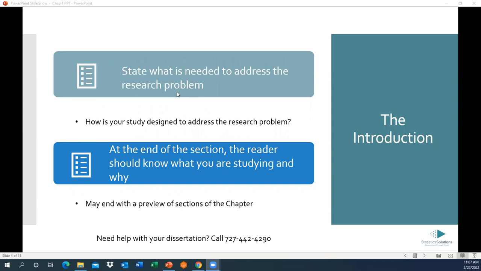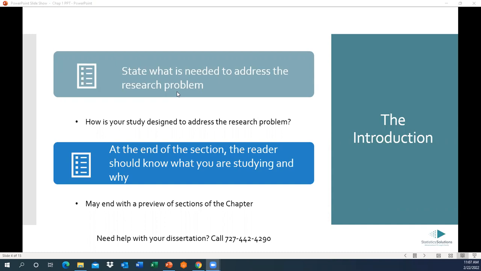And then talk a little bit about how your study is designed to address the research problem. And you can end the section with a preview of the contents of the chapter if you want to do that. But again, follow your specific school's templates if it has anything more specific, but this is usually pretty typical. The introduction section doesn't need to be long. It just needs to be pretty concise.